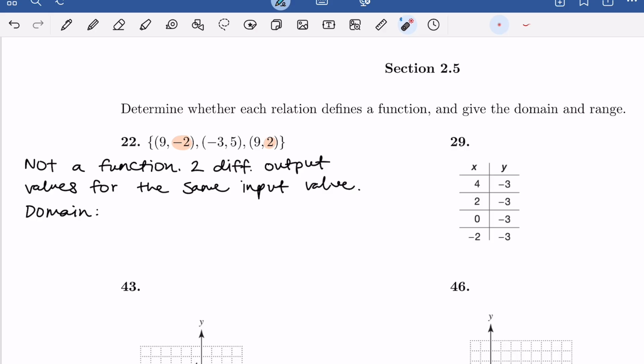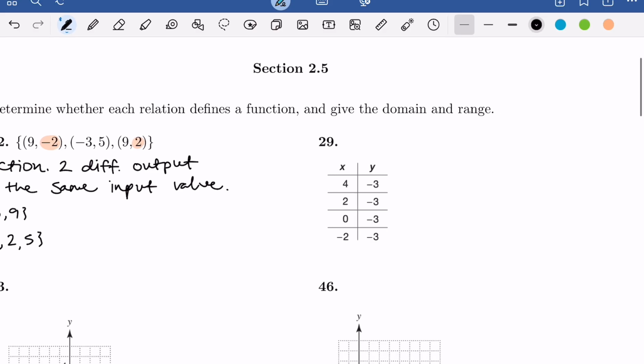So its domain is going to be the set of all of its input values. So we have actually two different input values, just -3 and 9. So this is our domain, all of our input values or all of our x values. And then our range is going to be the set of all of our output values or our y values. So we're going to have -2, 5, and 2. And we do usually like to write these guys in increasing order, but it's not always necessary. Okay, so that's our domain and range for this one.